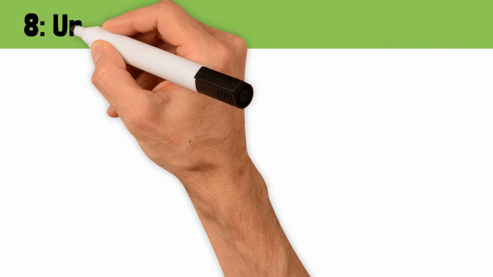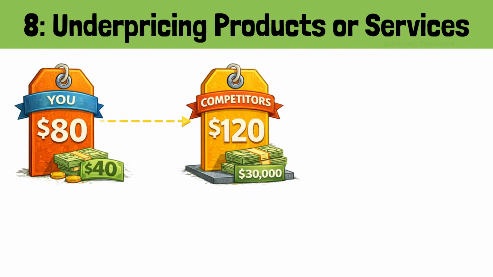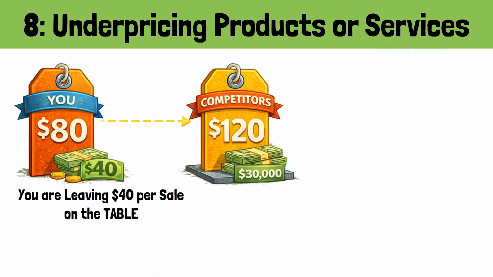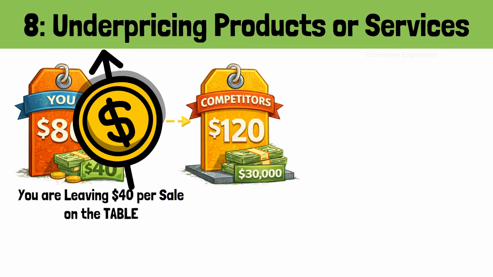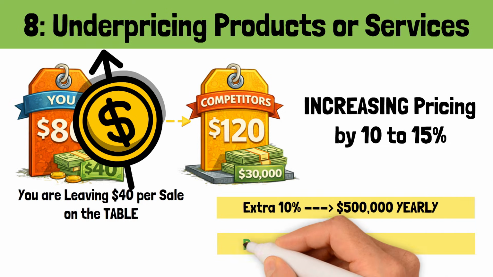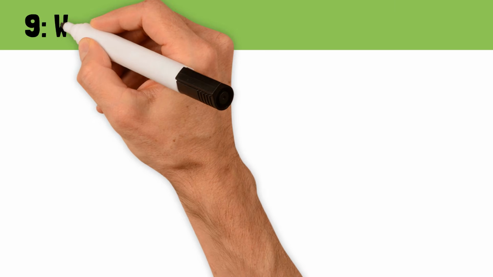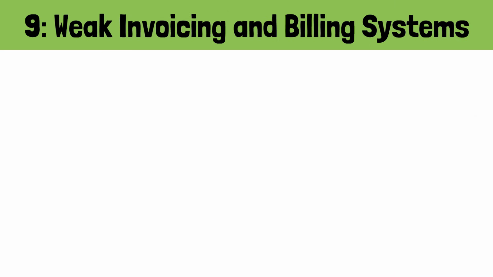Problem number 8, underpricing products or services. If you charge $80 for something competitors charge $120 for, you are leaving $40 per sale on the table. Pricing too low forces higher volume to survive, which strains operations. Increase pricing by 10 to 15% first. Most customers don't leave. That extra 10% on a $500,000 yearly revenue equals $50,000 extra cash without selling one extra unit.